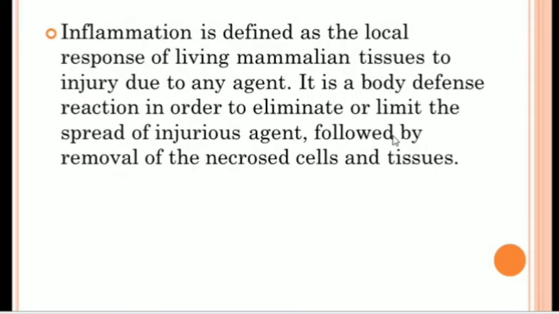So, the proper definition of inflammation is that inflammation is defined as the local response of living mammalian tissues to injury due to any agent. It is the body's defense reaction in order to eliminate or limit the spread of injurious agents, followed by the removal of the necrosed cells and tissues.